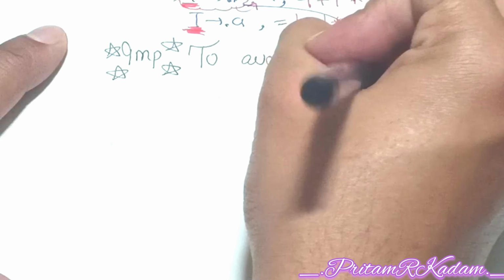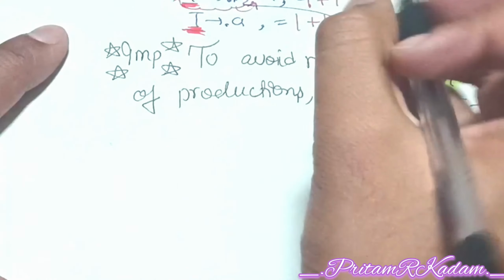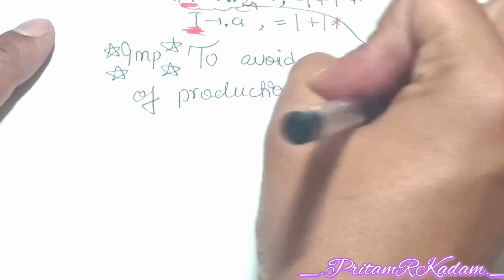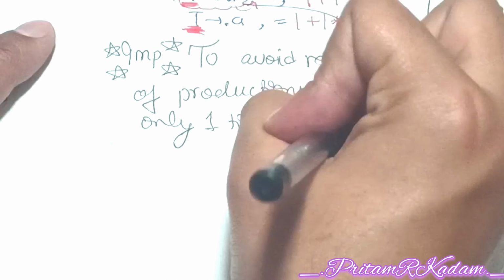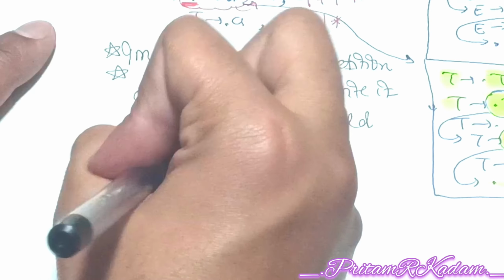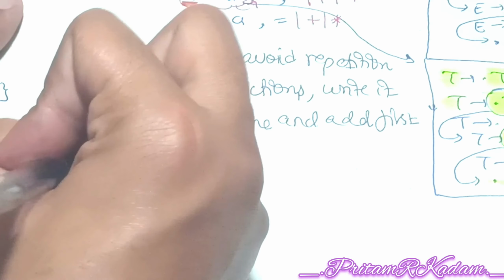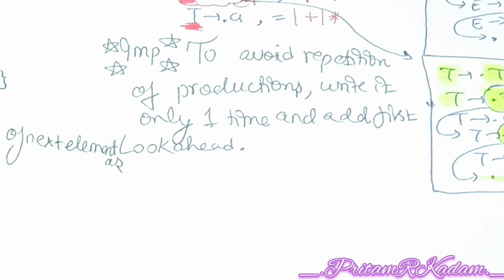Now I will make a note of it over here so that you can take a screenshot. To avoid repetition, write it only one time and then add the first of the next element as the look ahead in that production. I got each production because of the S production having dot S, so I will write the first of the next element, which was first of equals to, which is equals to only. With the same logic I did it with T's production also.